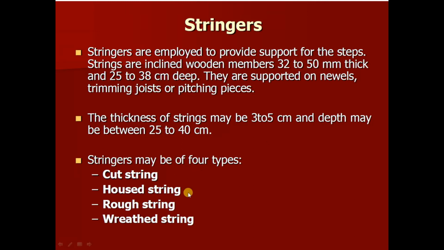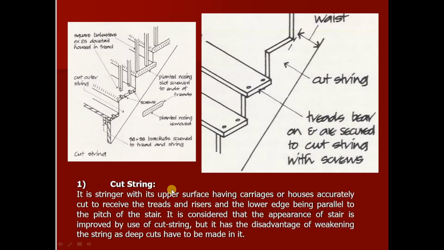So stringers may be of four types: cut string, housed string, rough string, and the wreathed string. I'll be explaining the cut string and the housed string. The cut string is something like this. The stringer is cut into the shape of the tread and the riser, instead of grooving it and closing it as we have done.